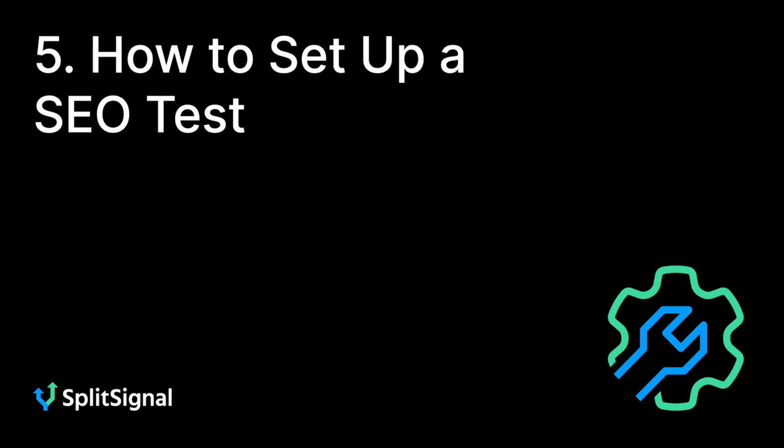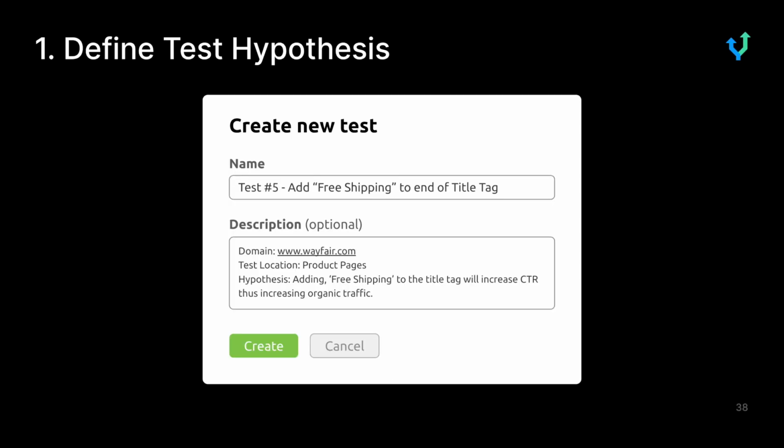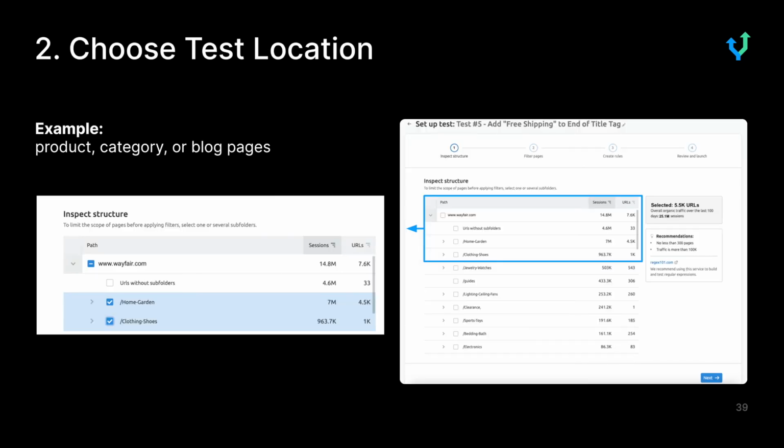Now, let's talk about how to set up an SEO test in SplitSignal. First, we create the test name and define a test hypothesis. We'll use a very simple example of adding free shipping to the end of the title tag. Next, we dig into our folders and subfolders using Google Search Console data and pull out the amount of clicks and URLs from the individual folders.